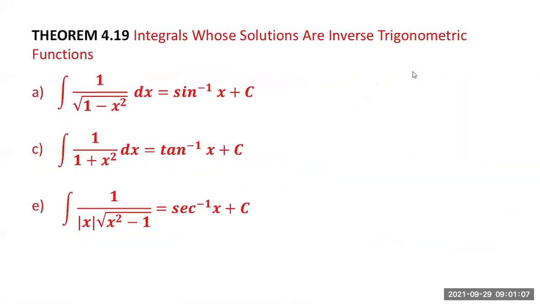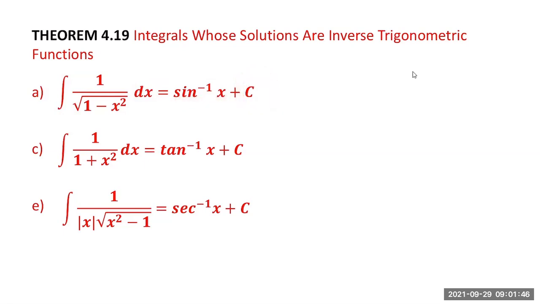All right, we have more formulas. Theorem 4.19, integrals whose solutions are inverse trigonometric functions. The indefinite integral of 1 over the square root of 1 minus x squared is equal to sine inverse x plus c. This formula is true because this is an antiderivative of this function. As you can see, if you take the derivative of this function, that is exactly this function. That means the indefinite integral of this function is that antiderivative plus a constant.